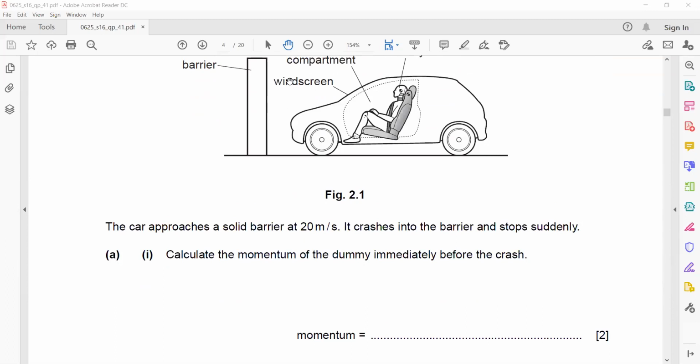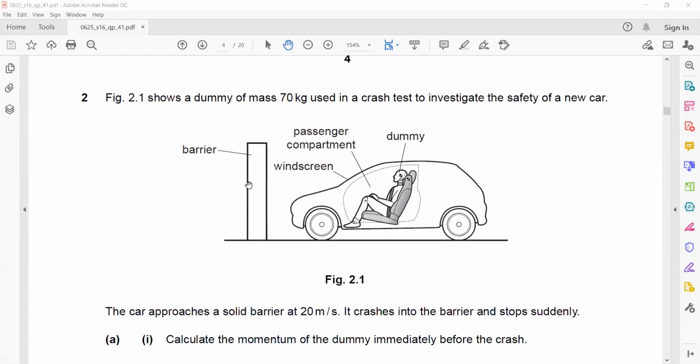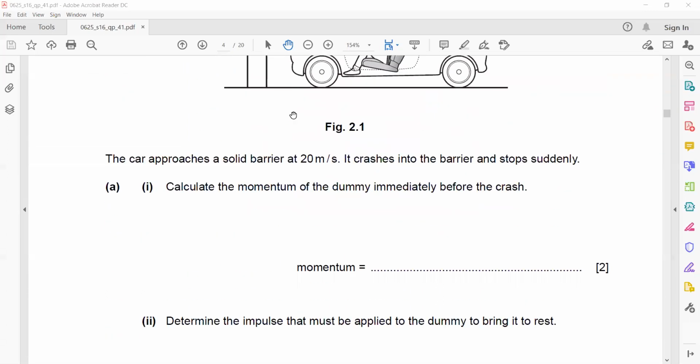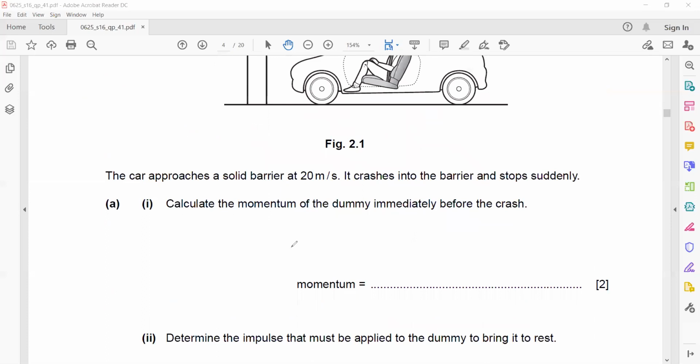So the mass of the dummy is given as 70, and the velocity or speed at which it is moving is 20. 70 multiplied by 20 is 1400 kilogram meter per second. Determine the impulse. Impulse means change in momentum. As the dummy or the car hits the barrier, it stops suddenly. If it is stopped, what is the final momentum? The final momentum will be 0.